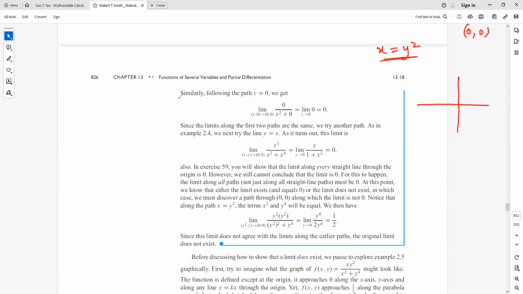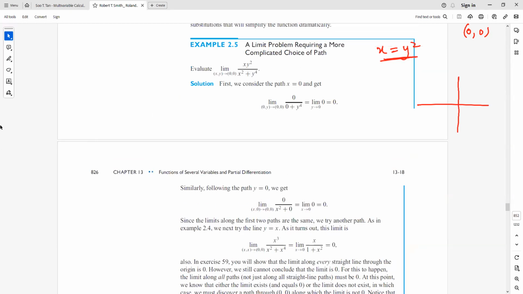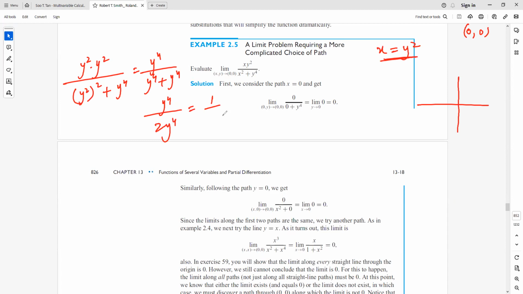So if we approach from this path, x equals y squared, the function we have is xy squared. So here we get y squared times y squared over (y squared) whole squared plus y power 4, so it's y power 4 over y power 4 plus y power 4. So we have y power 4 over 2y power 4, which equals 1 over 2. Now if we apply the limit as (x, y) goes to (0, 0), we are going to get 1 over 2.